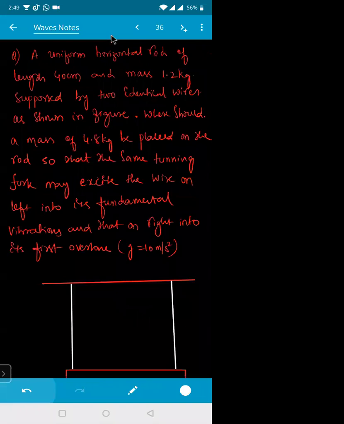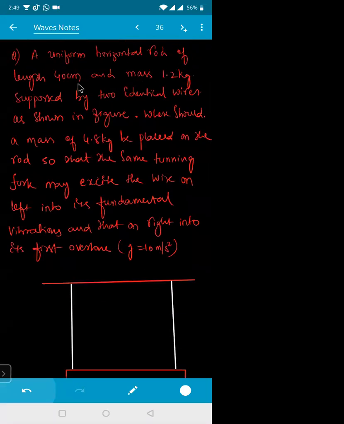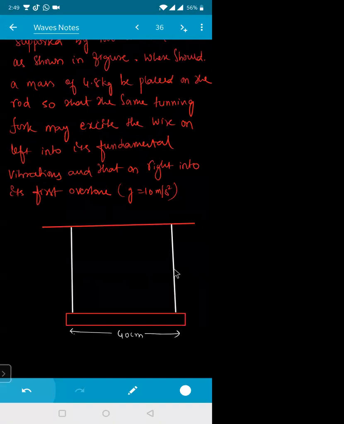Read the question once again, beta. It's exactly in the statement. A uniform horizontal rod of length 40 centimeter and mass 1.2 kg, supported by two identical wires as shown. So this is one identical wire, this is the other identical wire. Where should a mass of 4.8 kg be placed on the rod so that the same tuning fork may excite the wire on the left into its fundamental vibration and that on the right into the first overtone? So try to understand the question first.